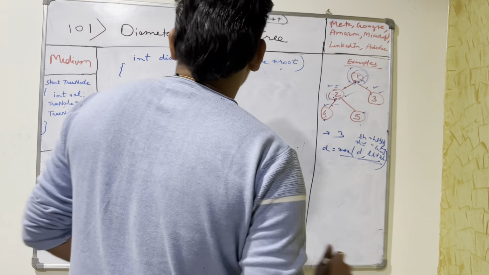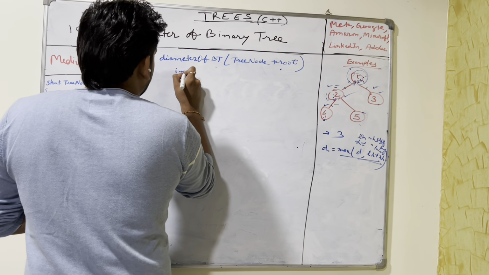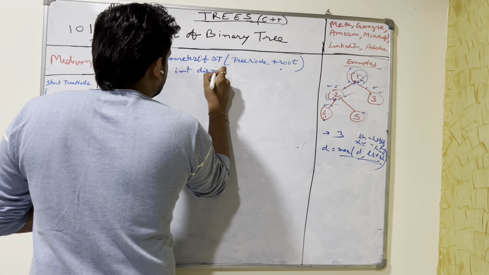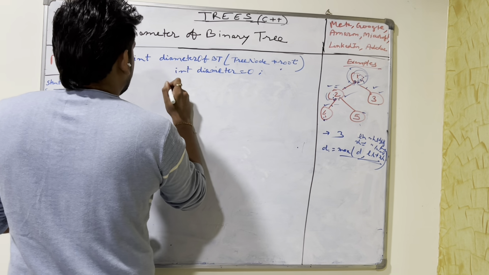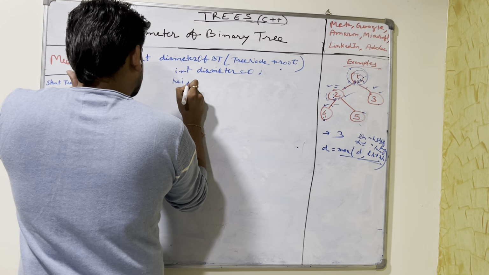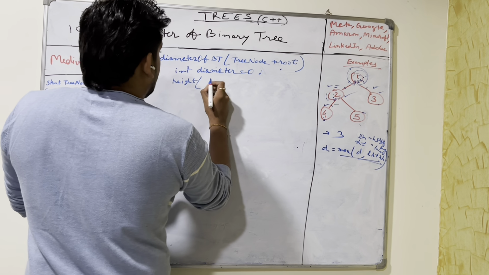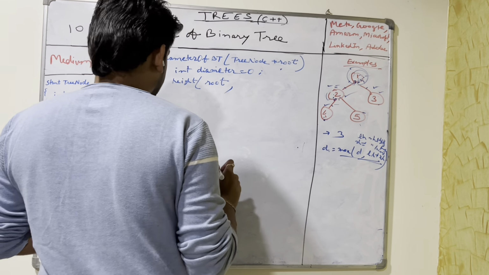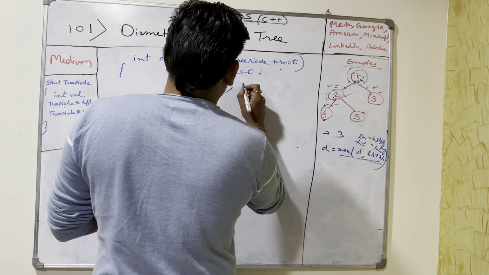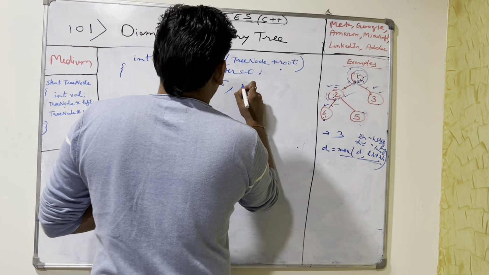I'll code it and then you'll understand. I take int diameter equal to 0. Okay, and then I call the function height. I pass root, okay, and I pass diameter.